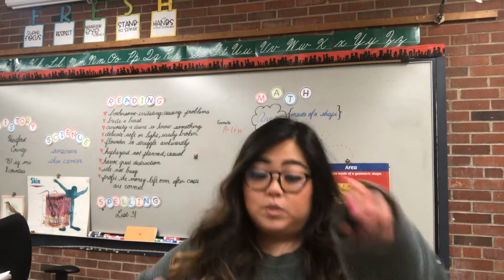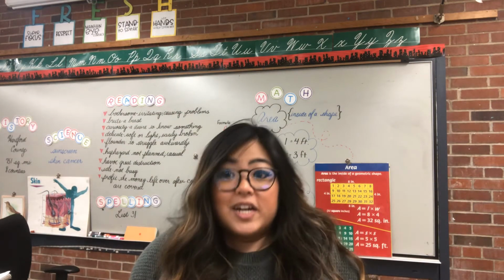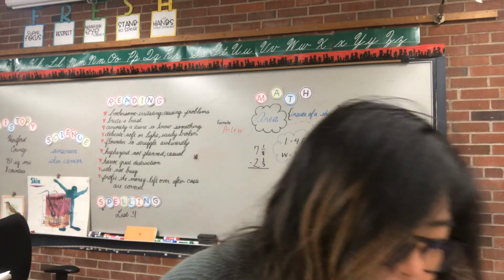So, the difference with perimeter is the outside edges and area is on the inside of the shape. Area is the inside of the shape, the guts of the shape, and the perimeter is the outside of the shape. Now let's look at page 285.